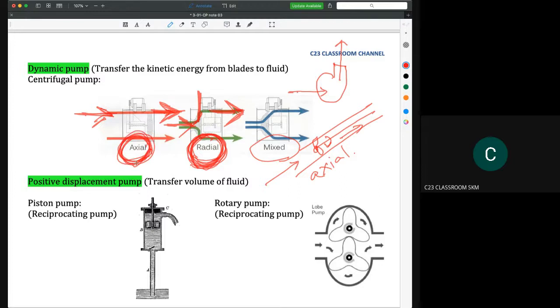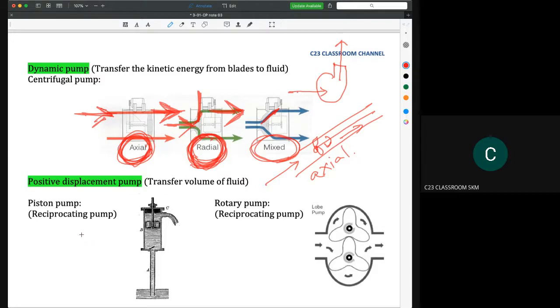However, nowadays when people do more research on centrifugal pumps, they find that sometimes it is good for us to have a mixed combination like this. The mixed one has the outlet direction at a certain gradient, at a certain angle.